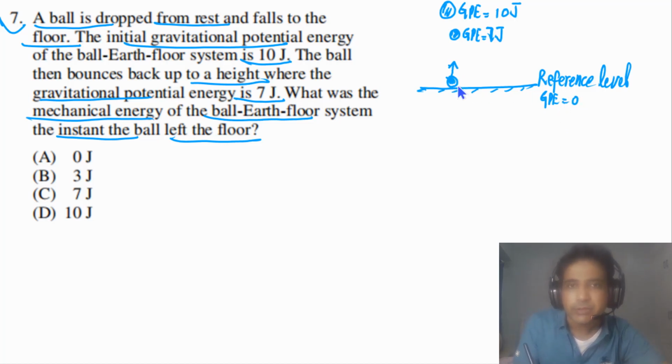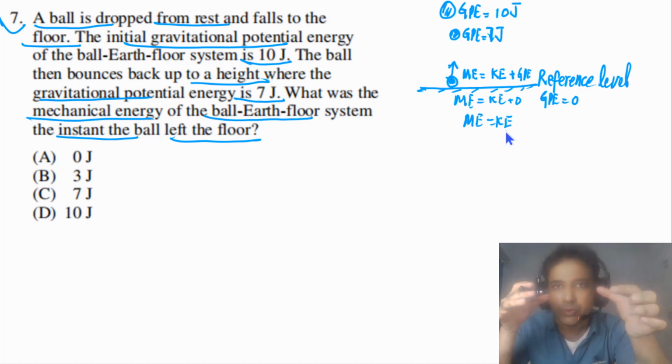So the ground is the reference level, meaning GPE here is equal to 0. So if GPE is equal to 0, then at this point the mechanical energy of the ball, ME, is only equal to the kinetic energy of the ball, because GPE of the ball is equal to 0. So let me write down here plus GPE at this point. So in this case GPE is equal to 0. So we can say the mechanical energy of the ball is only equal to the kinetic energy of the ball.